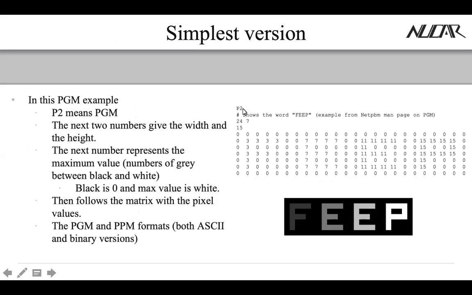So you can see that on the top we have this matrix, or rather I should say this is data. There are different parts of the data. The first is P2, which means that it's a PGM. The next two numbers, 24 and 7, give the width and the height, right? The next number represents the maximum value, so what intensity of gray there is between 0 and 255, for example. Here it says the maximum value is 15. Black is represented as 0, and the max value is white. And then we have the intensity of each pixel represented by a specific value.